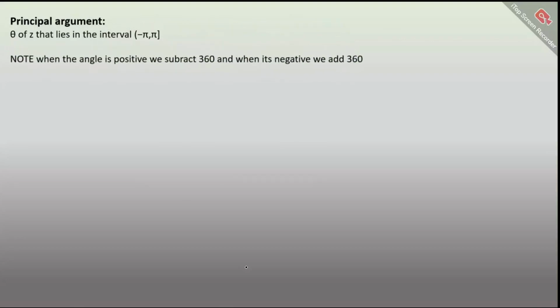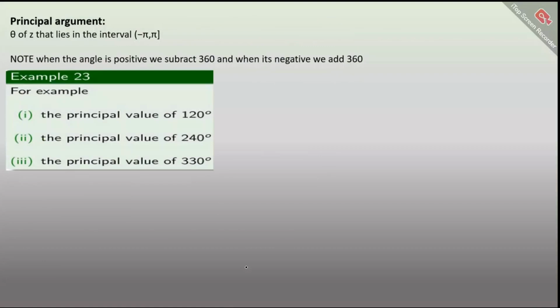And let's talk about the principal argument. We're not going to waste a lot of time on it. It's very simple. It's when the argument is between negative 180 and positive 180. How to find it: when the number you've been given is positive, you subtract 360. If the number is negative, you add 360. Otherwise you are not changing anything. Those are just simple things you're supposed to know.